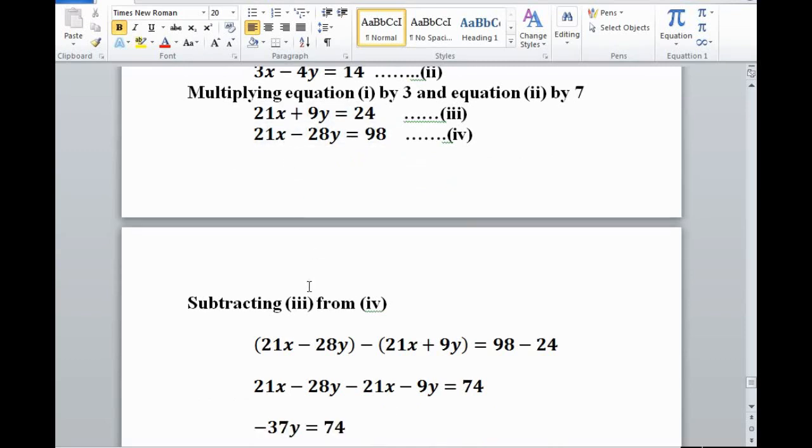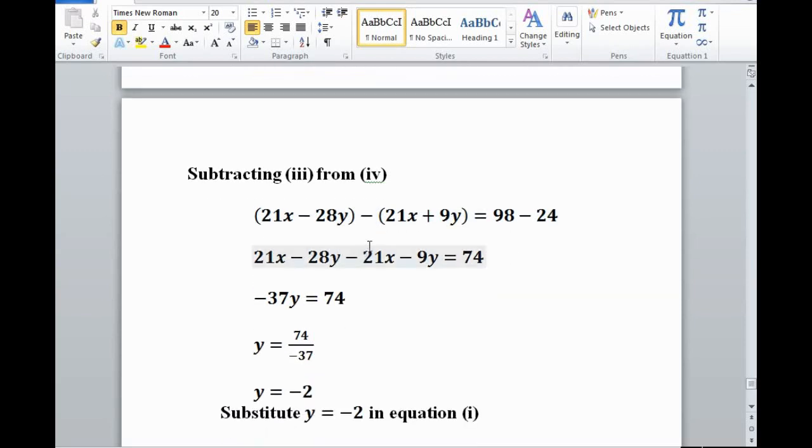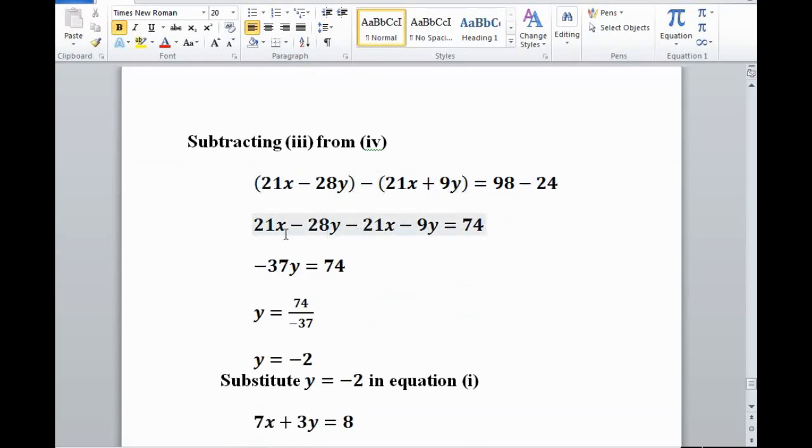So let's subtract equation 3 from 4 to eliminate terms in variable x, or to eliminate x from these two equations. So first I will write left hand side of equation 4, which is 21x negative 28y, and then left hand side of equation 3, which is 21x positive 9y. Same as first I will write the right hand side of equation 4 and then right side of equation 3. And now simplification. I'll multiply this negative sign by positive 21x and by positive 9. So this equation becomes 21x minus 28y minus 21x minus 9y equals 98 minus 24.